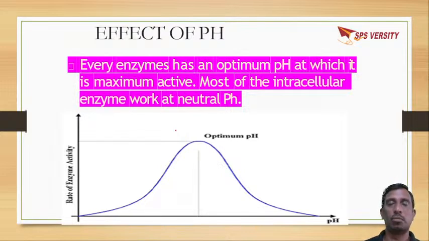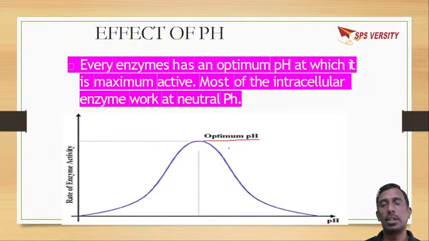So what is the effect of pH? Every enzyme will have an optimum pH. It is not the same for all. Optimum pH means at a specific pH its activity is at maximum. All enzymes will not have the same pH. So it is the optimum pH where the enzyme activity is maximum.